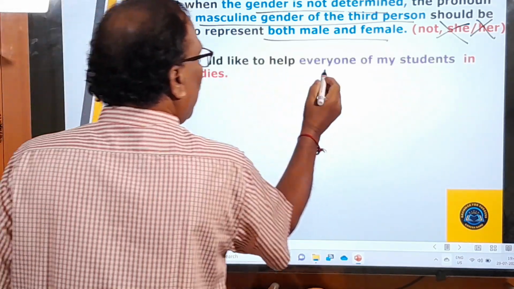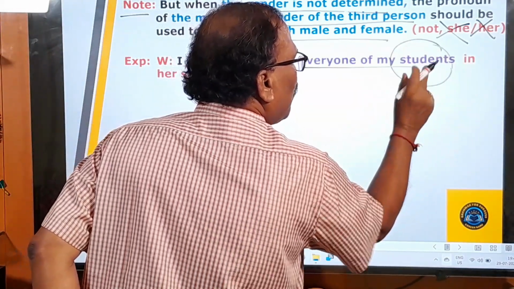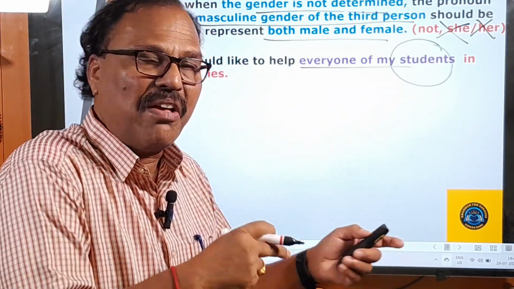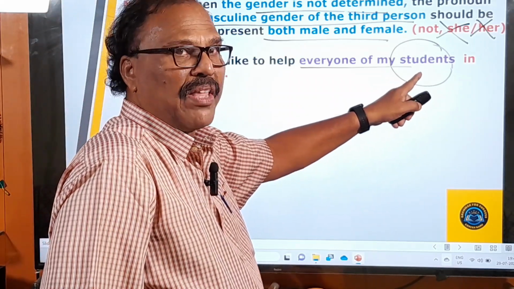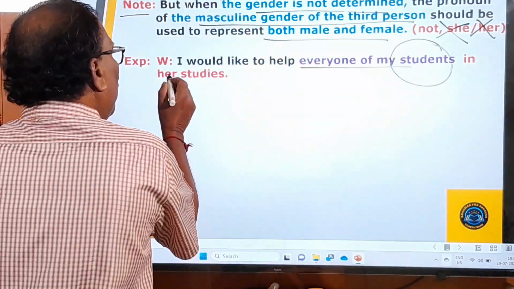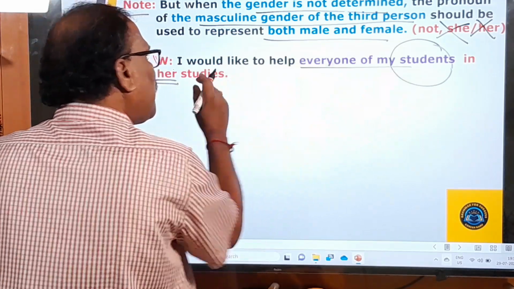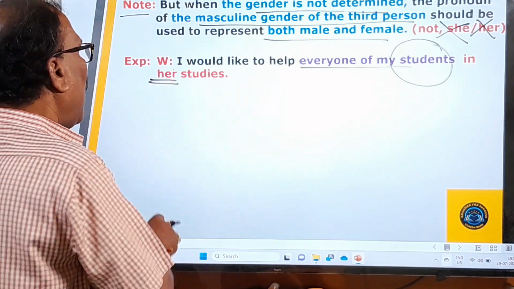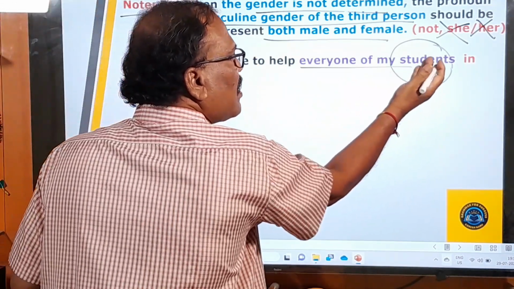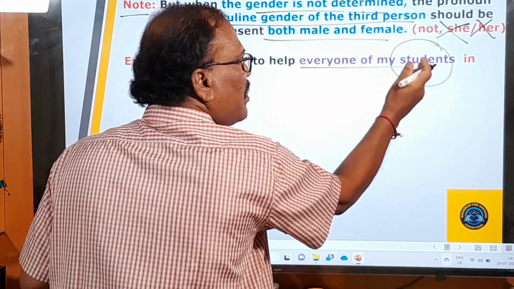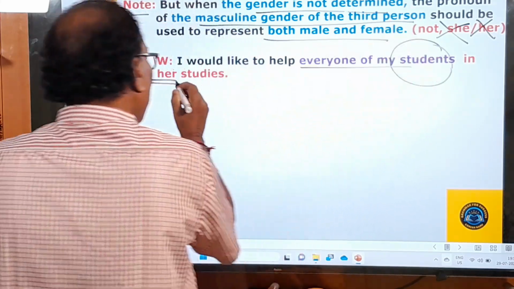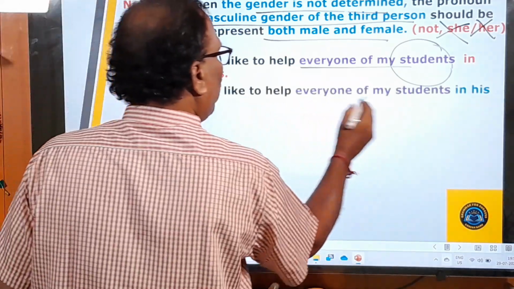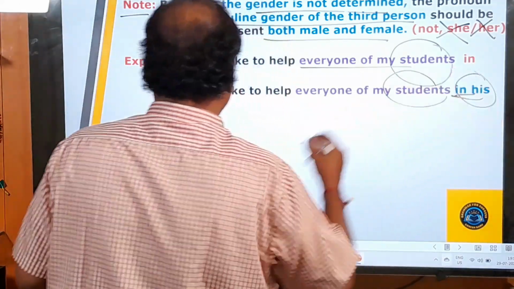How? Let us see. I would like to help every one of my students. Here you are talking about students and you don't know the sex of these students, whether they are male students or female students. So you cannot say in her studies. I would like to help every one of my students in her studies: how can you use her when you don't know the sex of the students? That's why using her after that is bad. What should you use? I would like to help every one of my students in his studies.